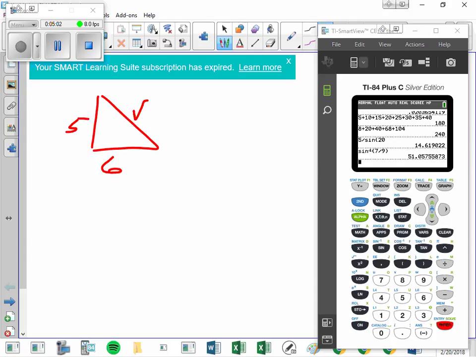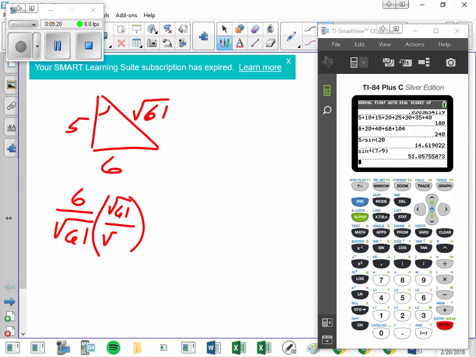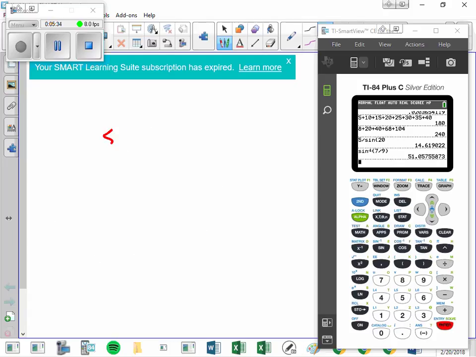So 5, 6, and root 61. The sine of this angle is 6 over the square root of 61. But I can't leave square roots in the denominator. Does anybody remember the trick? Root 61 over root 61, and the bottom just becomes 61. So it's 6 root 61 over 61. That's called rationalizing the denominator, and it's pretty easy to do. 5 over the square root of 2 turns into 5 root 2 over 2.